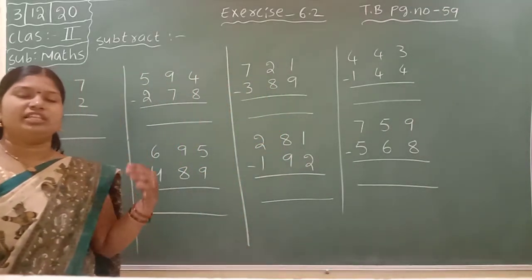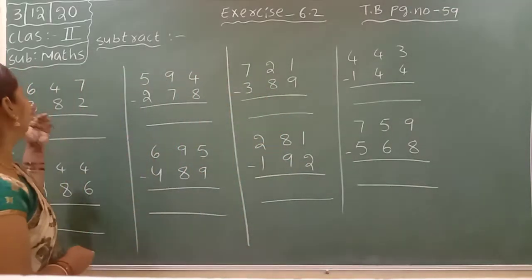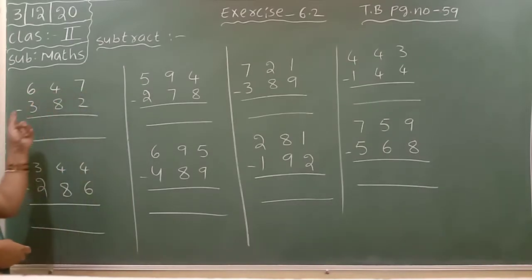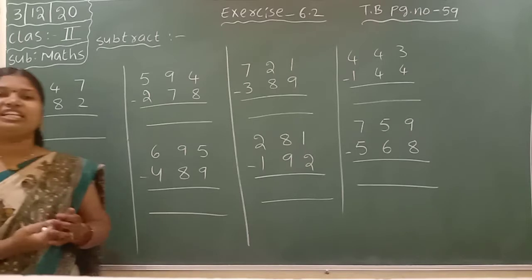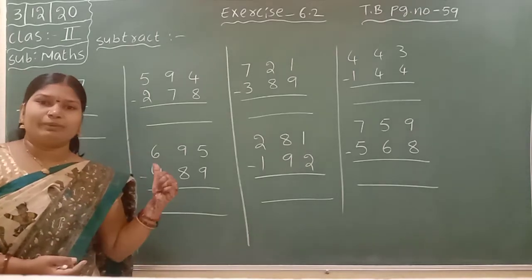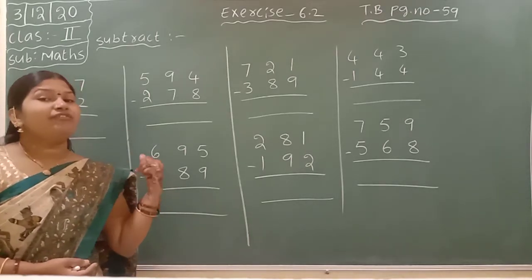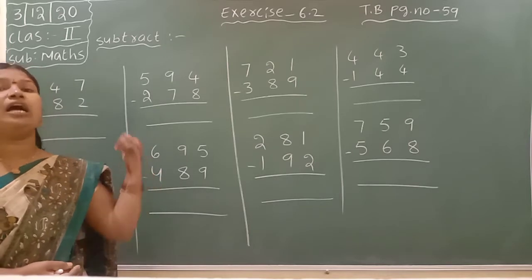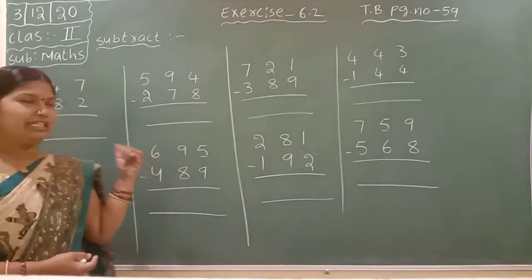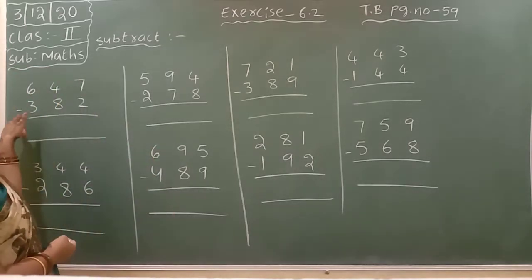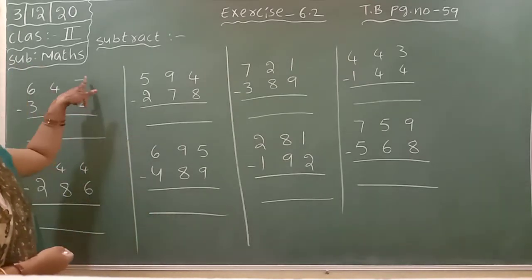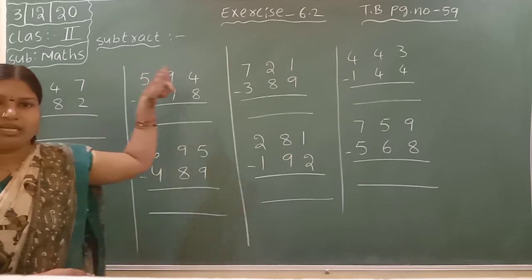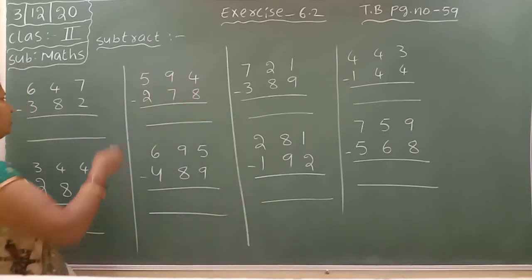First they have given a 3-digit number, that is 647 minus 382. In the given 3-digit number, which place can we subtract first, children? First of all we have to subtract the ones place, that is 7 minus 2. Every time, how are you doing it? Up, which number did they give? That many lines we are drawing.